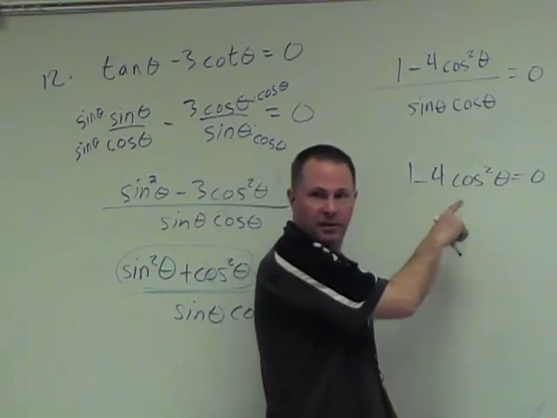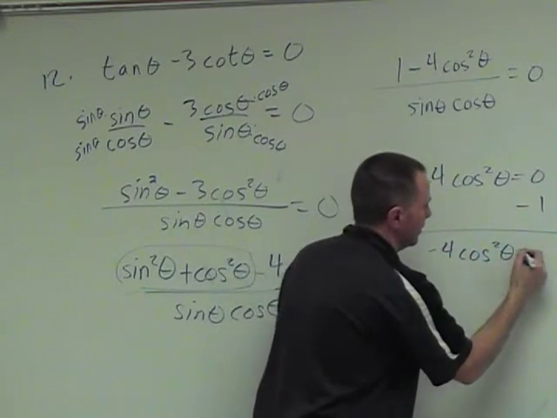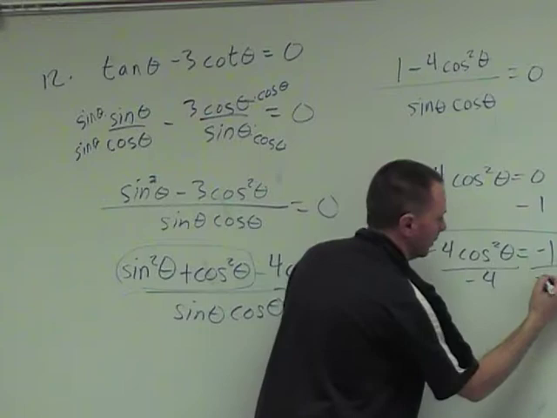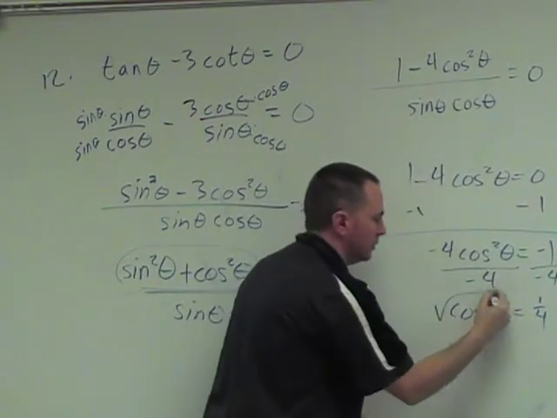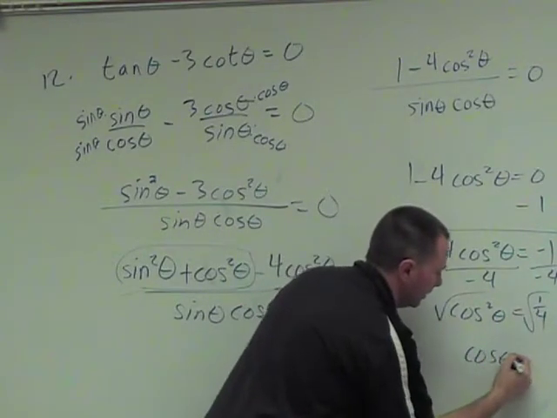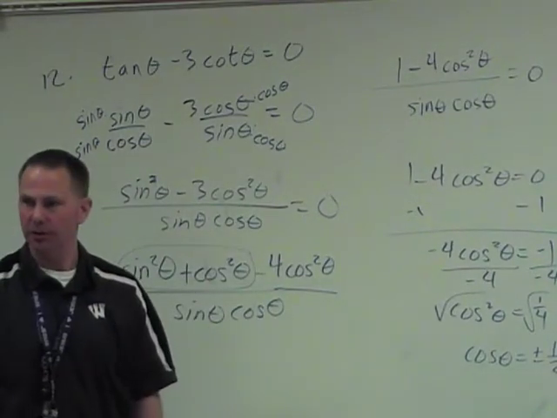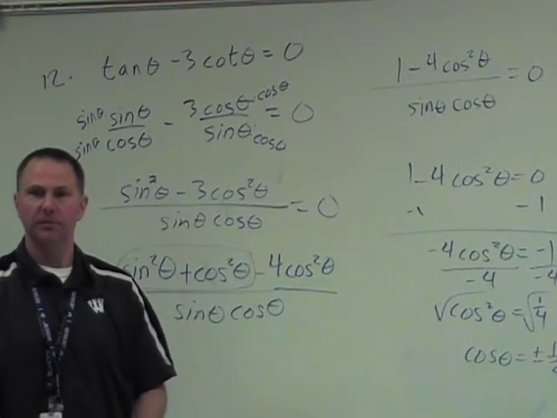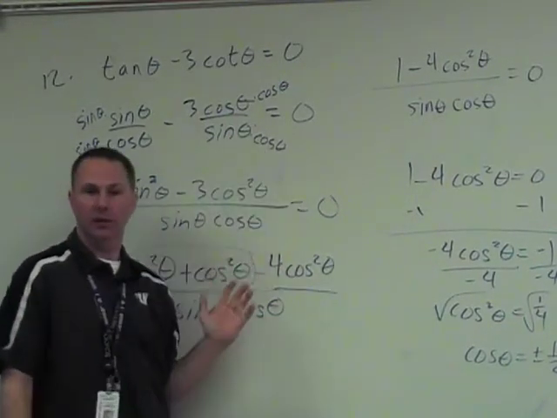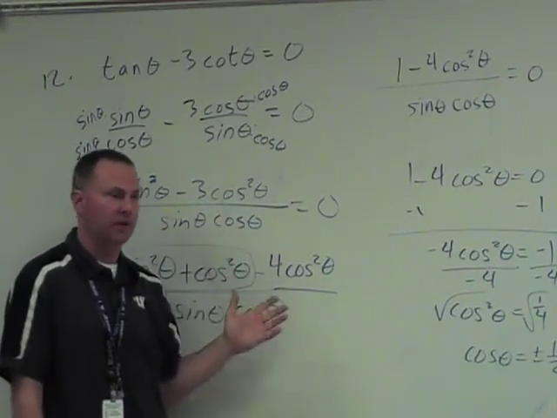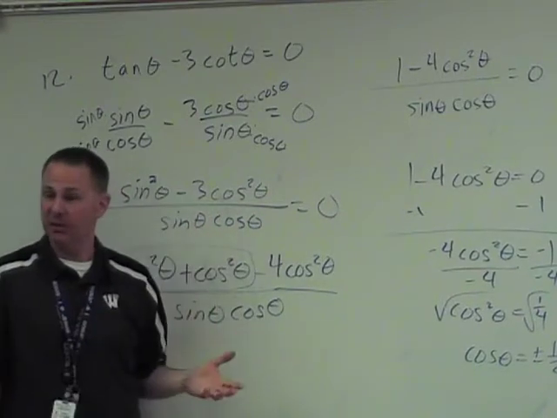Can I not solve this? Subtract 1. Negative 4 cosine squared of theta equals negative 1. Divide by negative 4. Cosine squared of theta equals 1/4. Take the square root. Cosine of theta equals plus or minus 1/2. And there you have yesterday's homework. There's nothing new here. It's just that you've never thought to do backwards combining like terms. But that is a possibility.